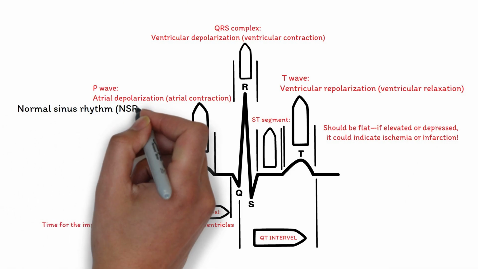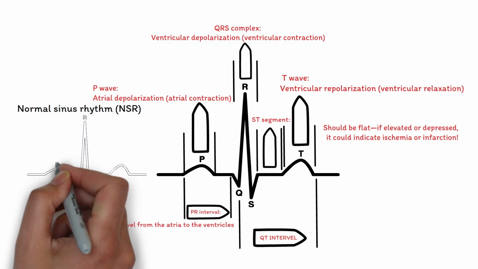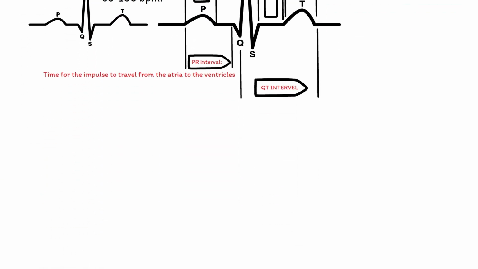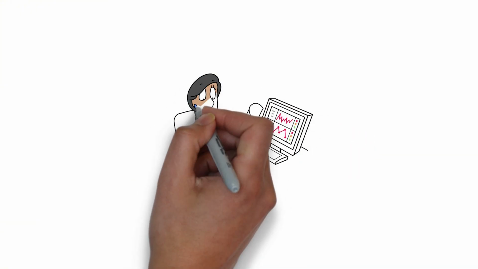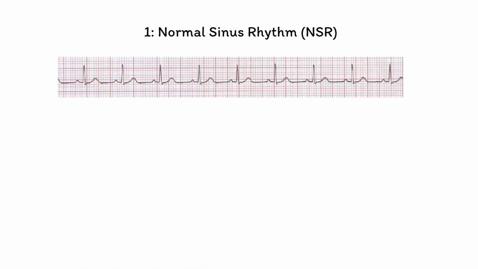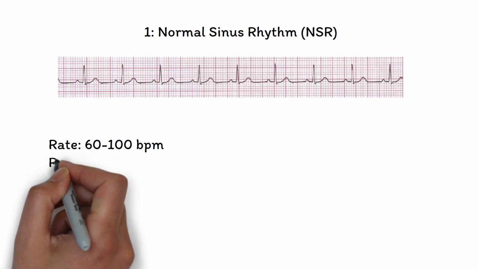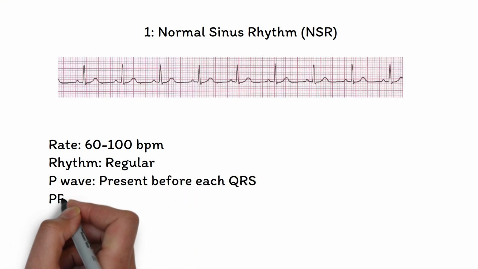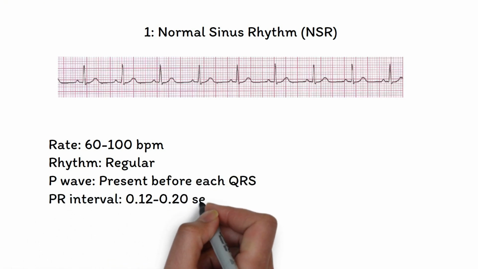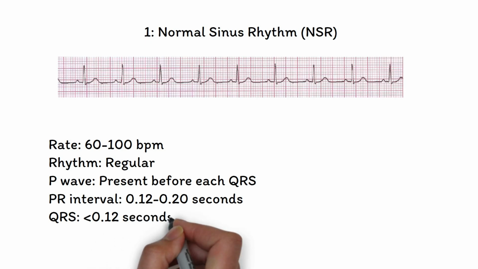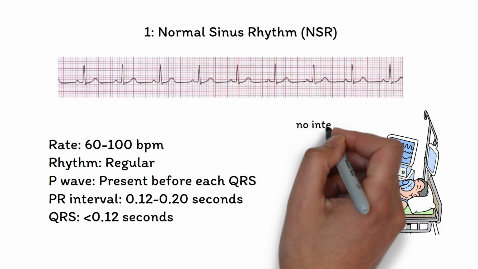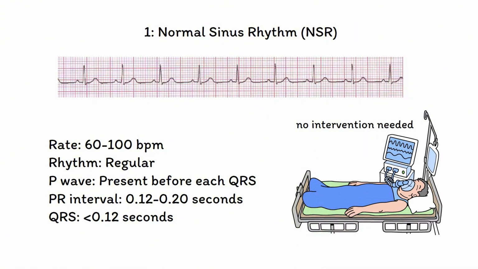NCLEX tip: a normal sinus rhythm, NSR, has a regular PQRST sequence with a rate of 60 to 100 BPM. Now let's go over the most important EKG rhythms you need to know. 1. Normal sinus rhythm, NSR: rate 60 to 100 BPM, rhythm regular, P wave present before each QRS, PR interval 0.12 to 0.20 seconds, QRS less than 0.12 seconds. NCLEX tip: this is what we want to see, no intervention needed.